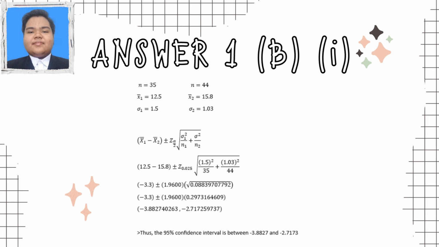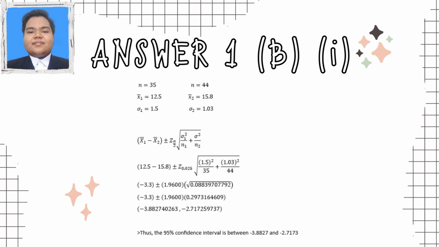From the question 1B 1 Roman, we can get n1 equal to 35, x bar 1 equal to 12.5, and standard deviation 1 is 1.5. And n2 equal to 44, x bar 2 is 15.8 and standard deviation 2 is 1.03. The question asks us to find the 90% confidence interval for the difference between their two towns. Since this question is a large sample and the standard deviation is known, we can use the formula to find the 90% confidence interval.